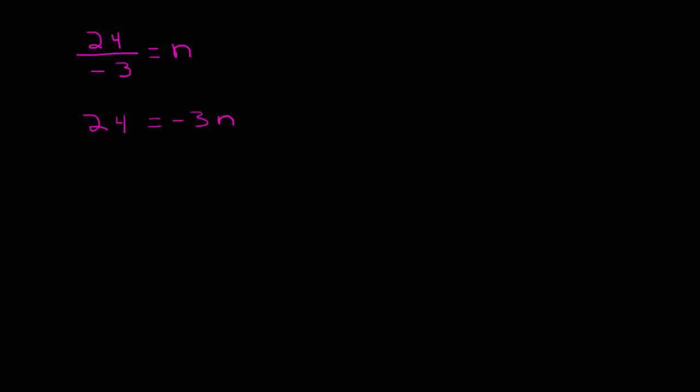So I have a multiplication problem here that is positive, and in order for the result of a multiplication problem to be positive, both of my factors have to have the same sign. So n must be negative. So 24 divided by negative 3 must equal negative 8. So a positive divided by a negative is a negative.